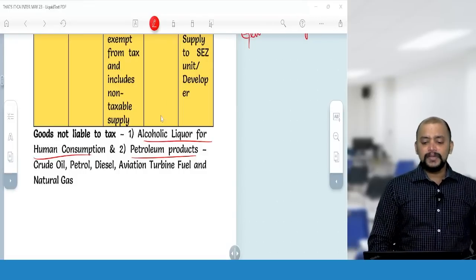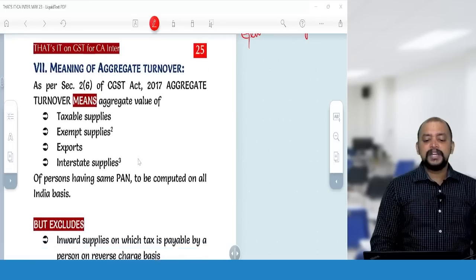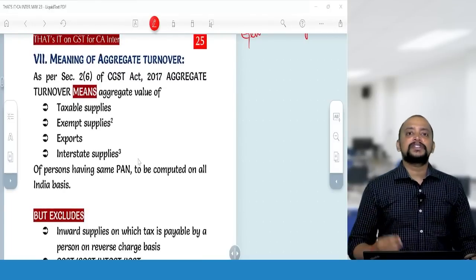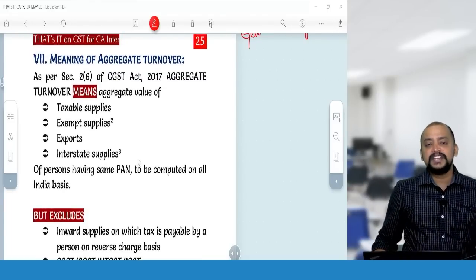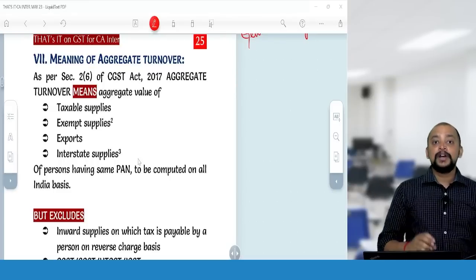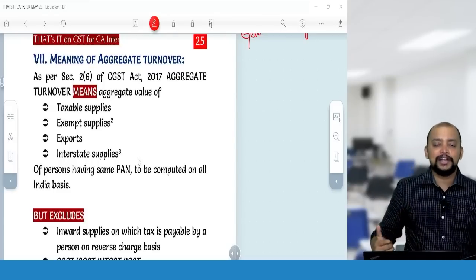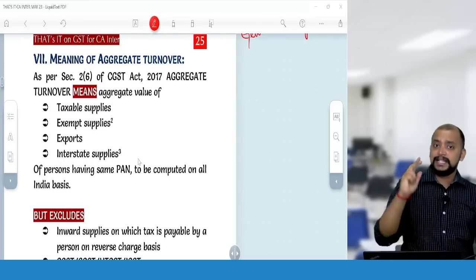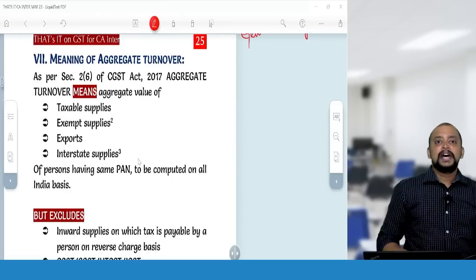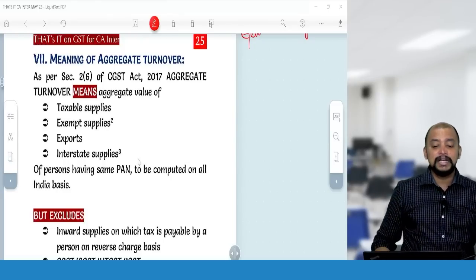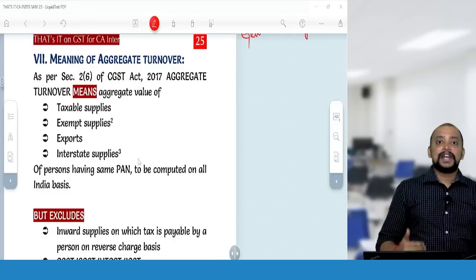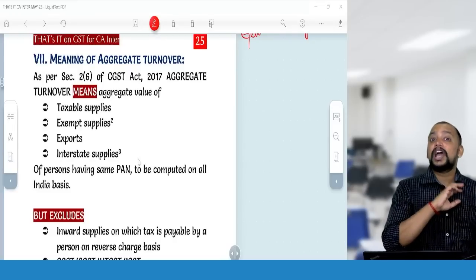Then the next area is meaning of aggregate turnover. Aggregate turnover is relevant for the purpose of deciding whether a person is required to get registered or not, or various provisions are connected to aggregate turnover. All these 4 supplies will come into the meaning of aggregate turnover. That is taxable supplies, exempted supplies, non-taxable supplies, and zero rated supplies. All these 4 supplies will come into the meaning of aggregate turnover, and this aggregate turnover will be computed on an all India basis.